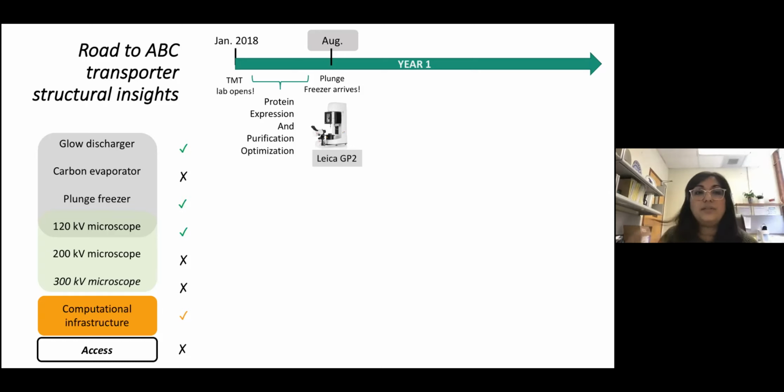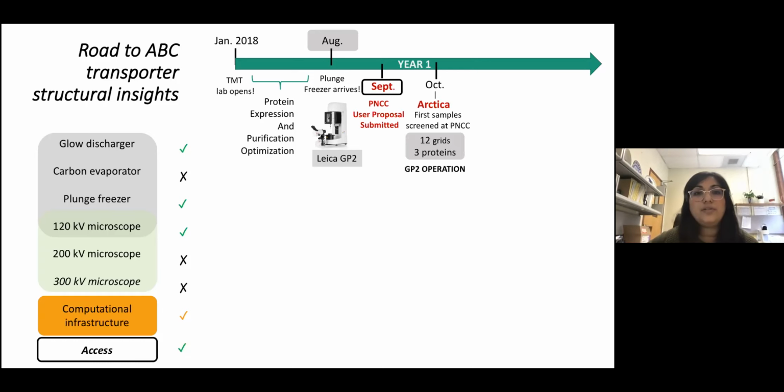Once the GP2 arrived, we submitted our first proposal to PNCC, and within 2 weeks we had an approval, and within 2 weeks after that, we were at PNCC, at least I was, with our first 12 grids. It was really fortuitous timing, because I was able to take our samples and shadow some of the PNCC operators and staff in how they use their Vitrobots and their GP2s. So we worked out the nitty gritty of how to do plunge freezing on an instrument that, frankly, I had never used before, and was able to bring that expertise back to the University of Arizona, where now we couldn't imagine our lab without this instrument.